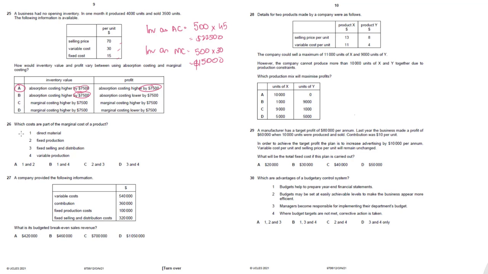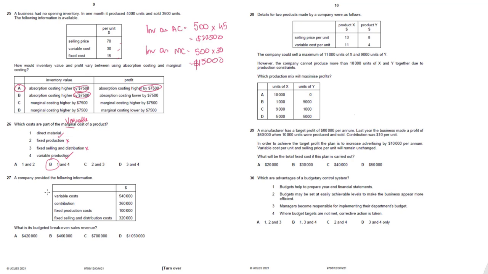Question 26. Which costs are part of the marginal cost of a product? Marginal cost means variable cost. Direct material, yes, it's a marginal cost. Fixed production, fixed selling, no. Variable production cost, yes. So 1 and 4, which is option B.